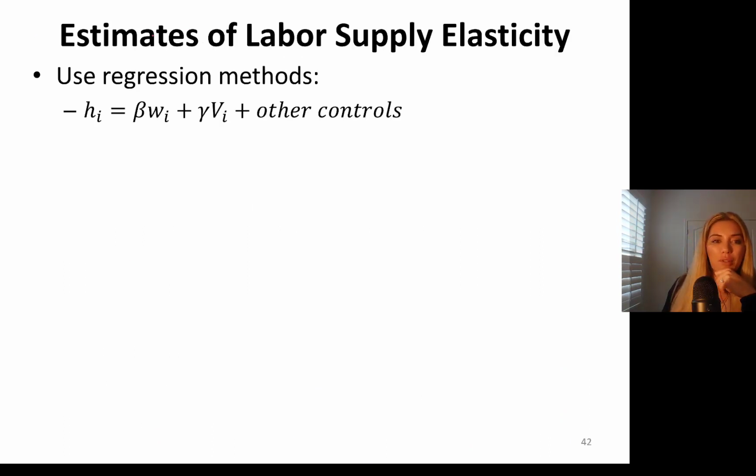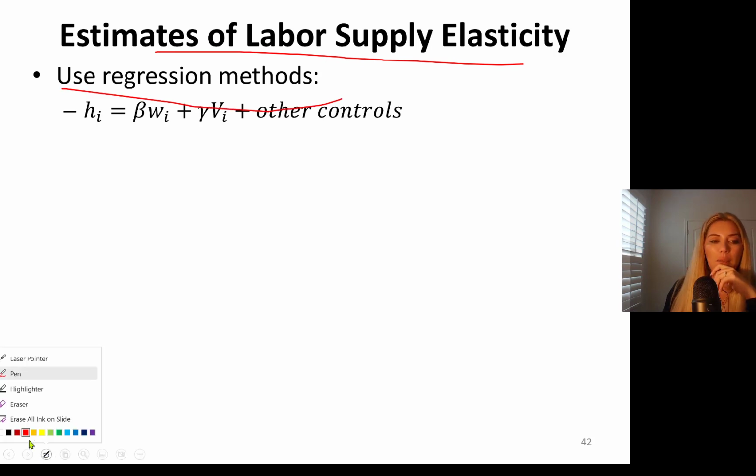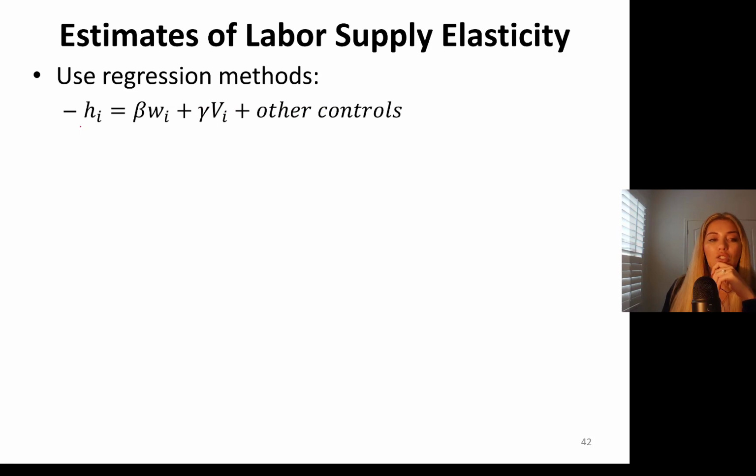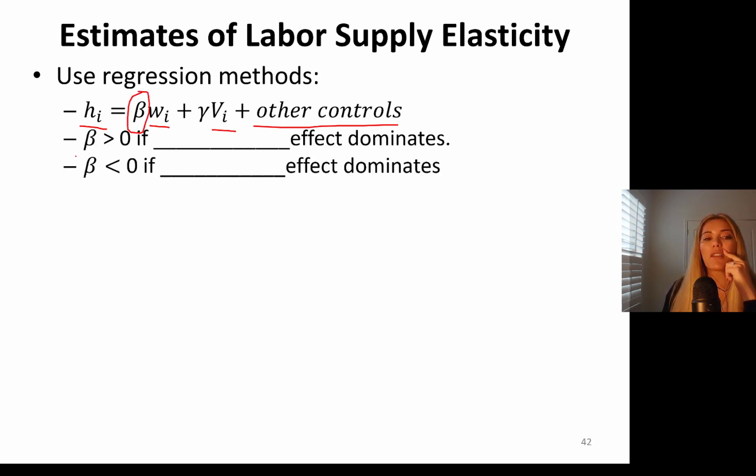Estimates of labor supply elasticity use regression models, which we talked about in the appendix of the previous chapter. We regress hours of work of various people, let's say 60,000 people, on their wage rate and their non-labor income, and we control for other things. We're trying to figure out the coefficient estimate beta. If beta is positive, wages go up and hours went up. That means leisure went down. This is the substitution effect dominating.